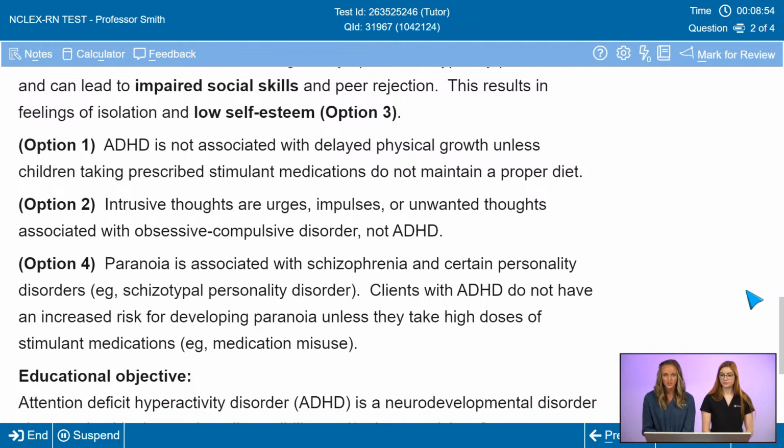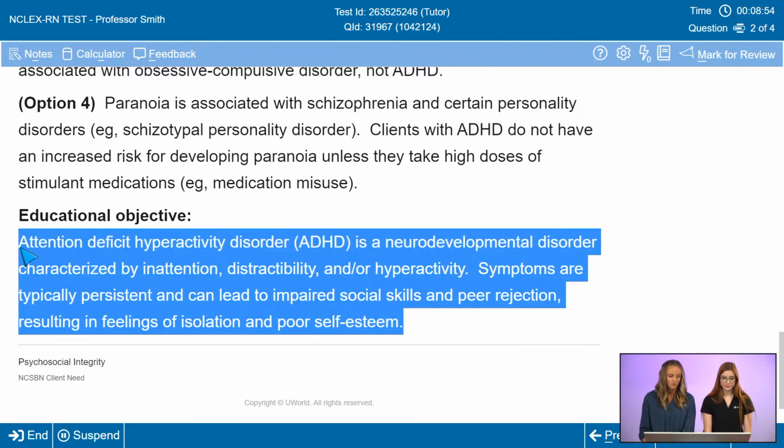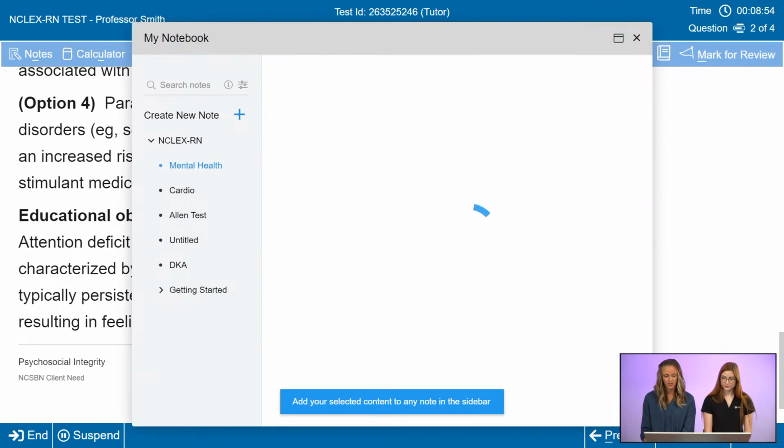Intrusive thoughts or urges or impulses are more common with obsessive compulsive disorder, not ADHD. And then paranoia is more associated with schizophrenia and certain personality disorders. It may be seen in clients with ADHD taking high doses of stimulants, but that's related to medication misuse and not just taking the correct amounts of medication for ADHD. So let's go ahead and take our educational objective and put it in the notebook again. So we have that saved here.